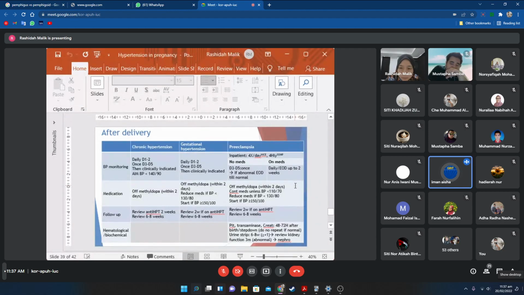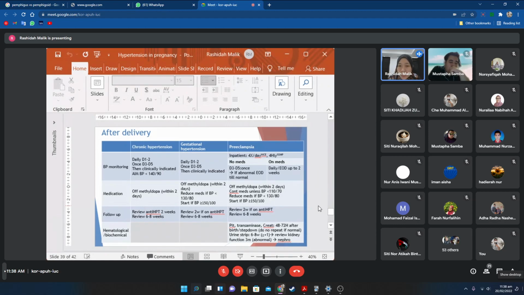If the patient is on labetalol, let's say the patient has preeclampsia and is on labetalol, then post delivery, when do we want to stop or reduce the medication? According to the guideline, if it is preeclampsia, you actually do not stop the medication unless the BP is low. If the BP is less than 110/70, you actually stop the medication.